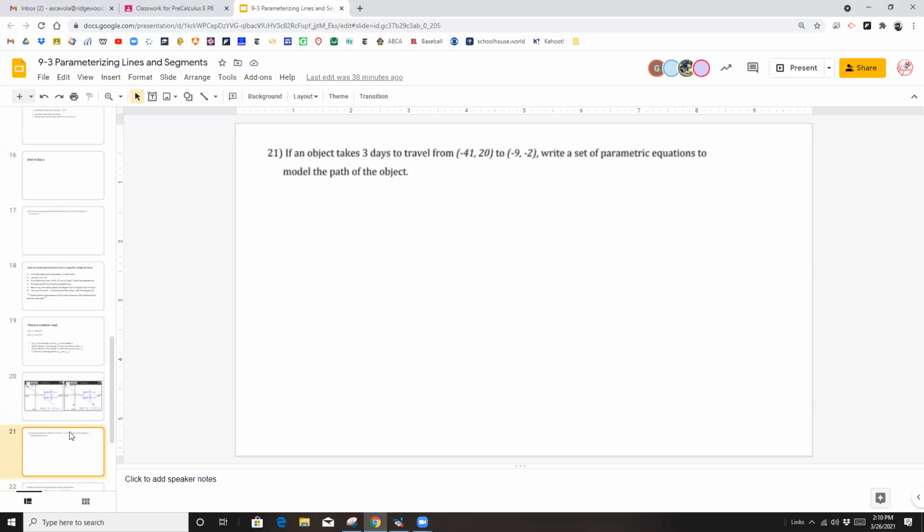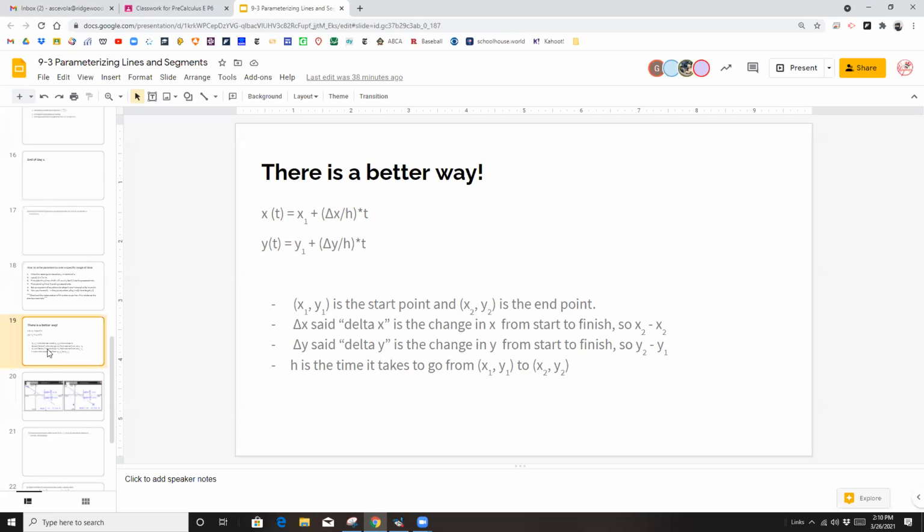All right, so 21, I'm just going to straight up use this here. If you want to write that down for a second so you know what I'm talking about when I do this problem, you can write that down right now. x of t equals x sub 1 plus delta x, the change of x, divided by h, and then that whole thing times t. And then y of t is equal to y sub 1, where x1, y1 is the start point, plus delta y, that's the change in y from one point to the other, divided by h, that's the length in time, times t.